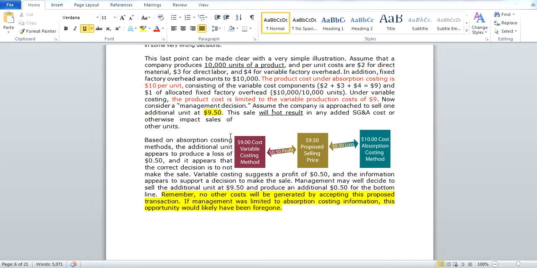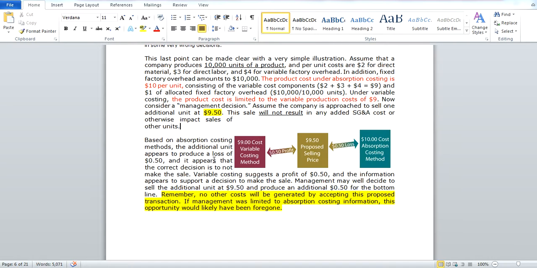So right away, without going on and reading, we have a $10 cost compared to a $9.50 sale price. We're losing 50 cents. Under variable, we have a $9 cost, and we're selling at $9.50. We're making 50 cents. So now you're a bit conflicted and confused. What's the right solution here? What's the right way to approach whether or not we should take on this extra sale?